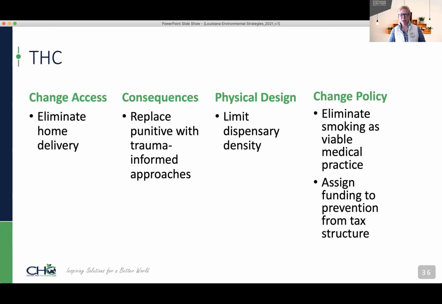For THC, and this could apply to alcohol as well, eliminating home delivery, replacing punitive punishments with trauma-informed approaches, limiting dispensary density, eliminating smoking. I saw one of you posted in the chat box that Louisiana was considering a bill to allow medical marijuana to be smoked. So eliminating smoking as a viable medical practice. Assigning funding to prevention from a tax structure. If you have legalization, making sure that an appropriate amount of the tax revenue from THC goes straight to prevention.